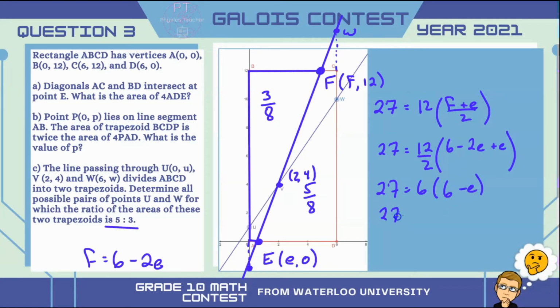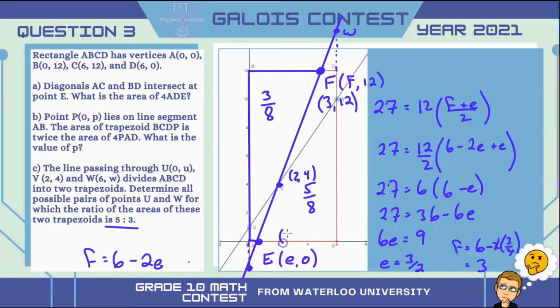So we have 27 is equal to 36 minus 6e, or rearranging, we get 6e is equal to 9, or e is equal to 3 over 2. Knowing that e is 3 over 2, we can substitute that into this equation, and we get f is equal to 6 minus 2 times 3 over 2, where the 2's cancel, and we get 6 minus 3, which is 3.